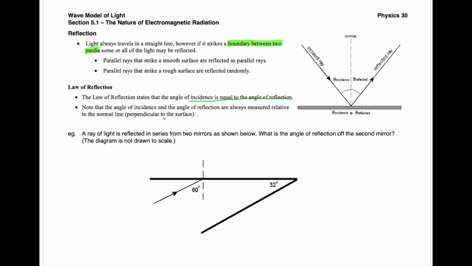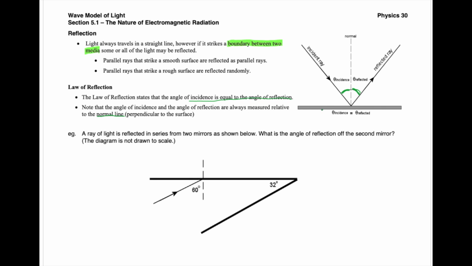What you really need to watch with this, though, is that everything is measured to the normal line. It is true that the angle of incidence as measured from the surface is the same as the reflected angle as measured from the surface. However, the angle of incidence is this very specific angle measured from the incident ray to the normal line, which is always perpendicular to the surface. And your angle of reflection is very specifically the angle between the reflected ray and the normal line.